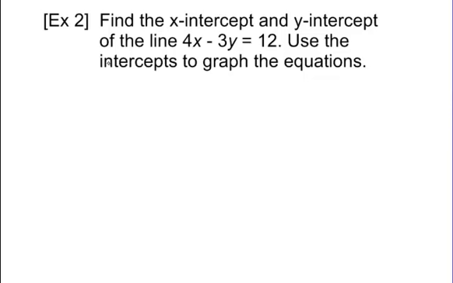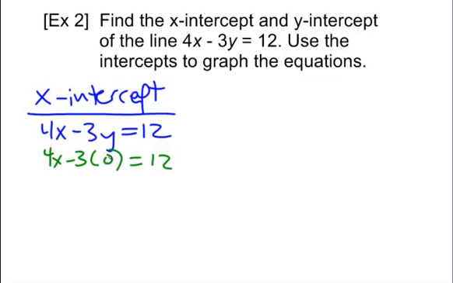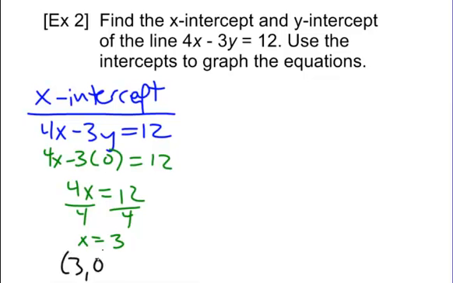Okay, welcome back. Find the x-intercept and y-intercept of the line 4x minus 3y equals 12. Use the intercepts to graph the equation. Let's start with the x-intercept. Remember, for the x-intercept, we want to make y 0. So we plug 0 in for y. That's just minus 0, because 3 times 0 is 0. So that's 4x equals 12. Divide by 4, x equals 3. Remember, we made y 0, so the coordinate is 3, 0.